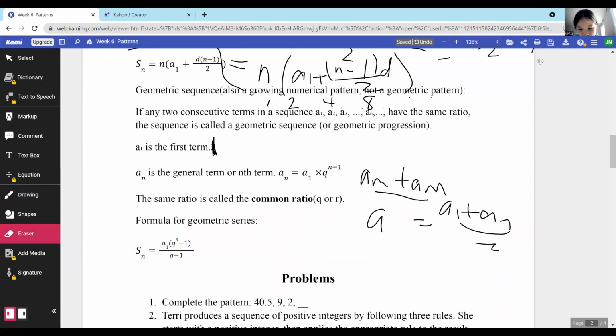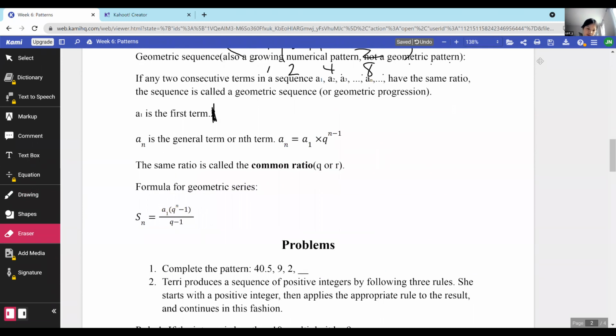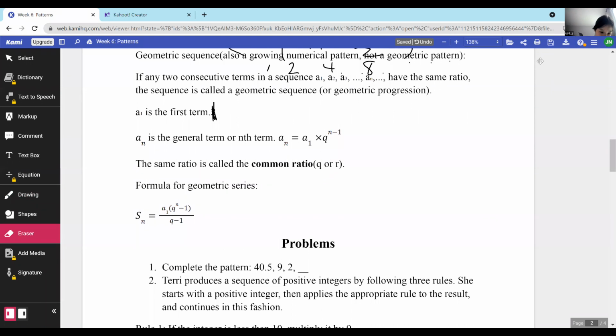For geometric sequences, you could write an in terms of a1 and the common ratio, which is a1 times q to the power of n minus 1. That's straightforward to understand, just like with the arithmetic sequence formulas for the nth term. The same ratio is called the common ratio, which I just said. It's usually denoted by r, but it can also be denoted by q or something else, for example, to represent the quotient instead of a ratio.